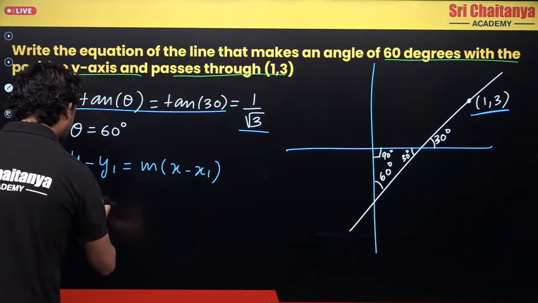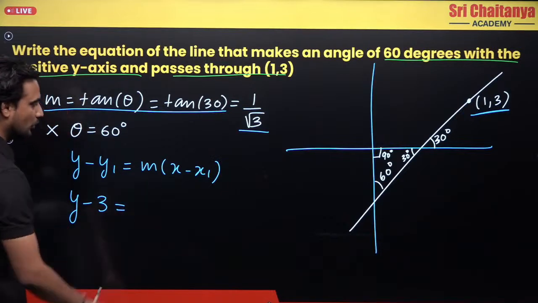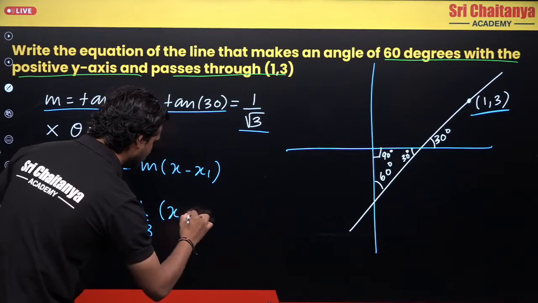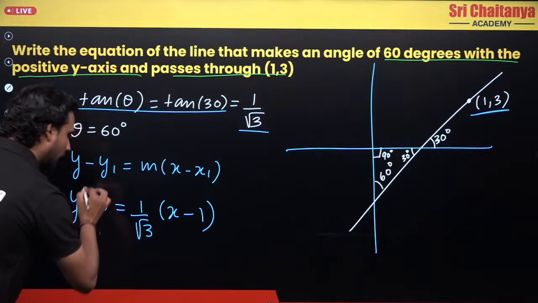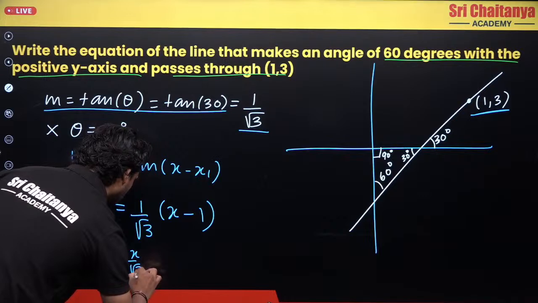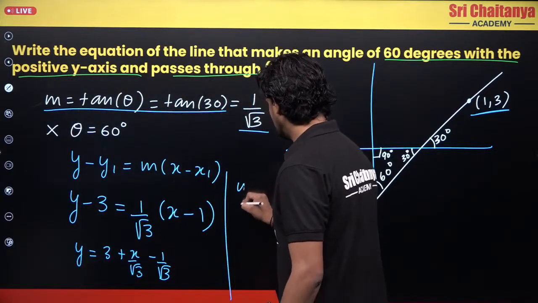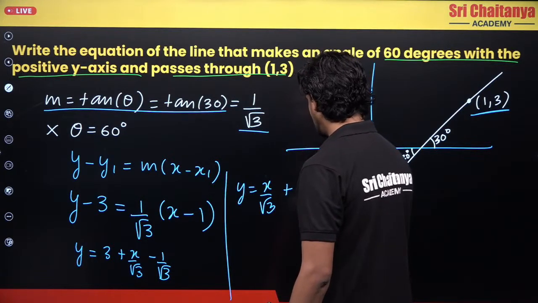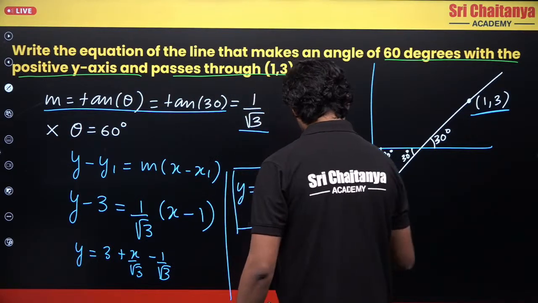So y minus y1. What is y1? If you look there, y1 is equal to 3, is equal to m. Slope we have calculated, 1 by root 3. And x minus, what is x1? x1 is equal to 1. So what do I get? y is equal to 3 plus x by root 3 minus 1 by root 3. So finally we will get y is equal to x by root 3 plus 3 minus 1 by root 3. Okay, so this is your final answer here.